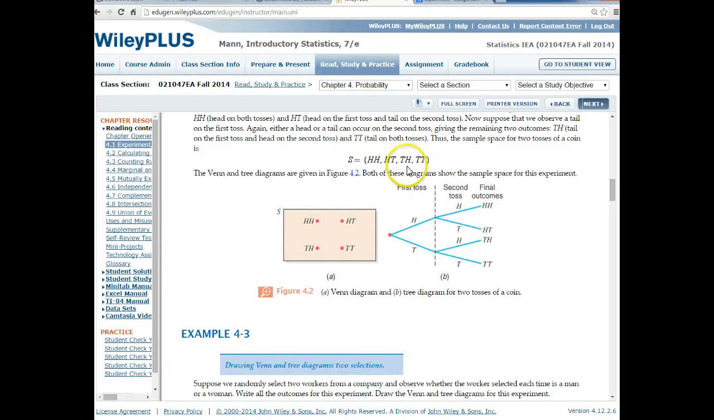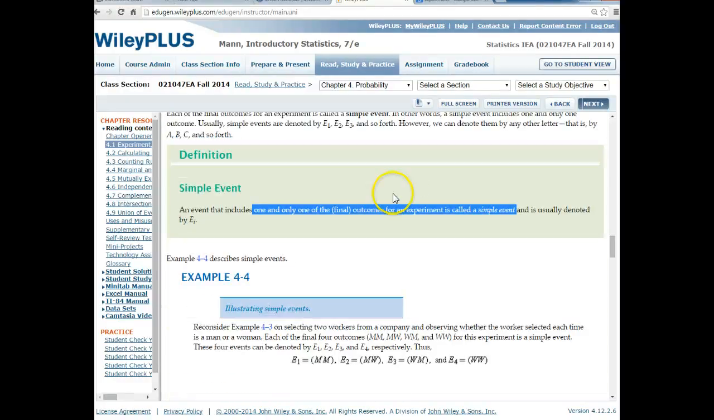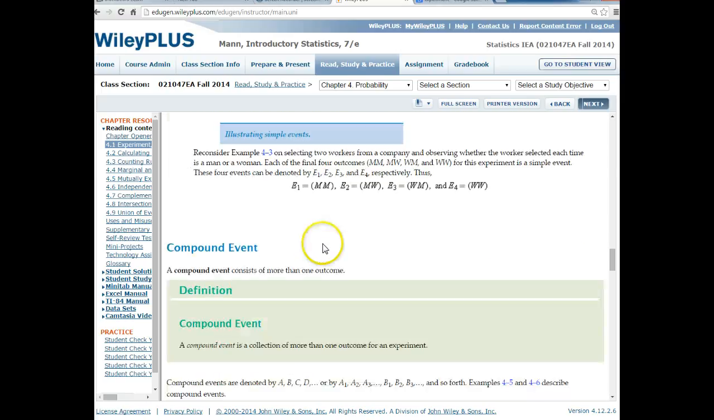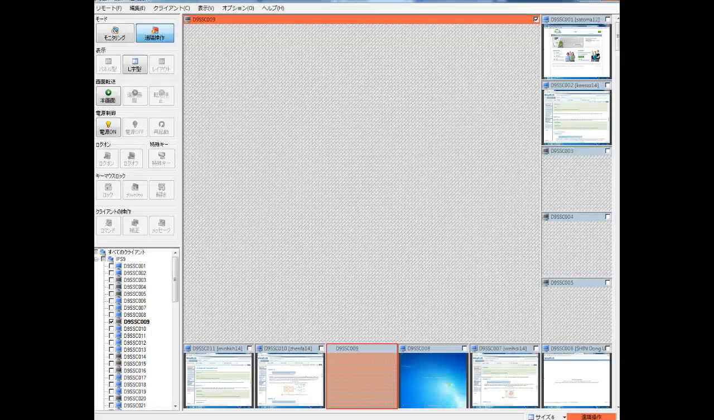But there are how many events altogether, we said? What was the formula I told you? 2 to the fourth, so that's 16. There's 16 events, but only 4 simple events, as they define simple events. Okay? So, a compound event is a collection of more than one outcome of an experiment, right? So not just the simple events. Okay?